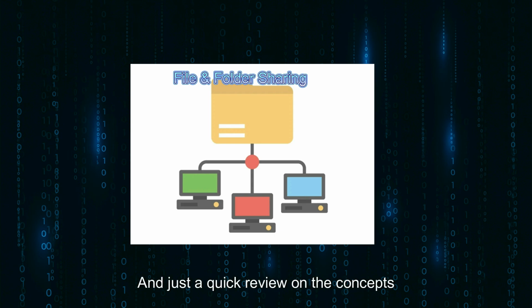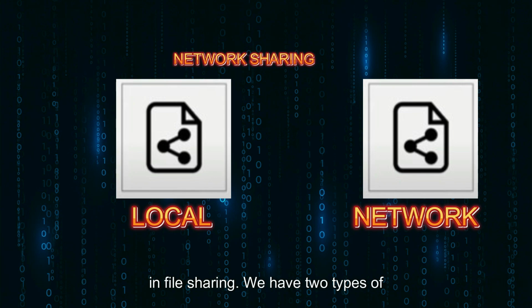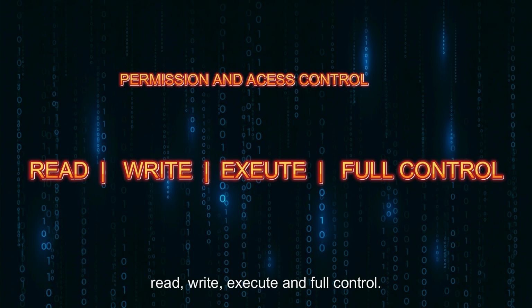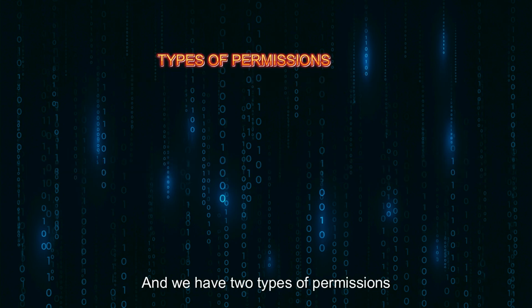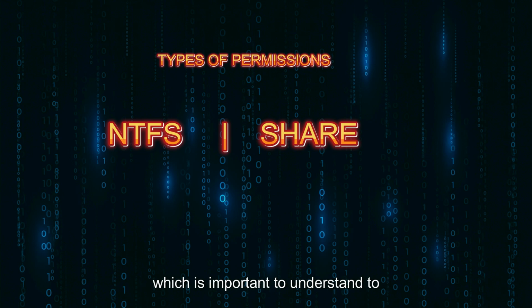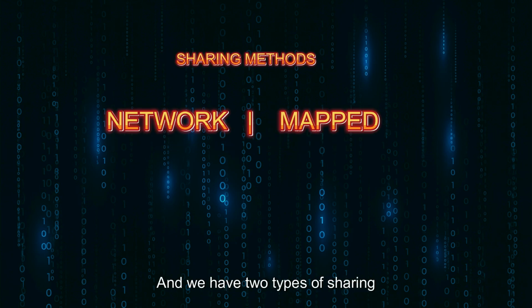And just a quick review on the concepts in file sharing. We have two types of network sharing, the local and network sharing. We also have different types of permission and access control: read, write, execute, and full control. And we have two types of permissions, which is important to understand in order to implement and apply them better in your environment. We have what we call NTFS and share permissions, and we have two types of sharing methods. We have mapped, which I'll be showing you later, and network.